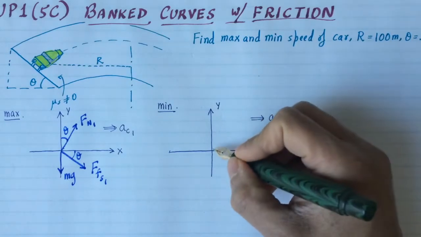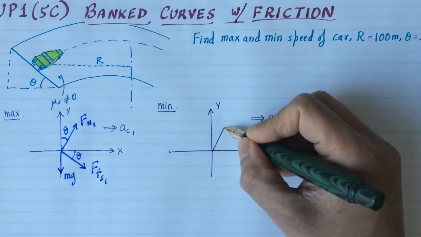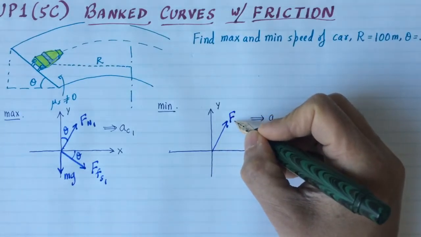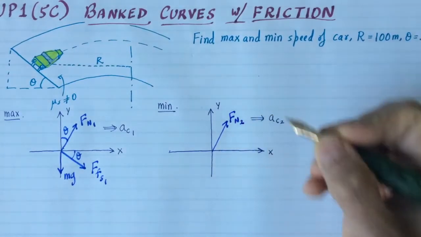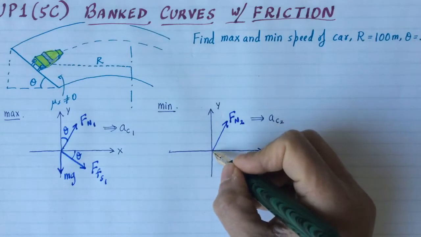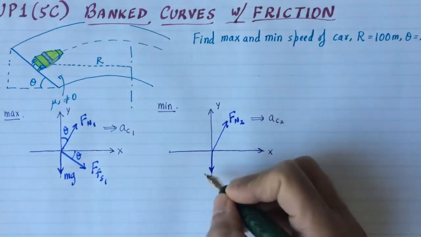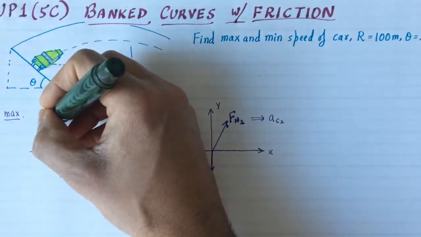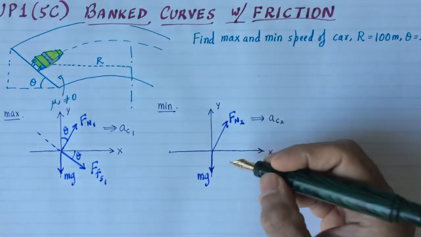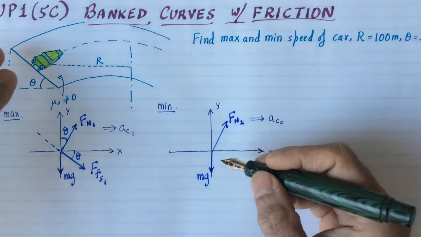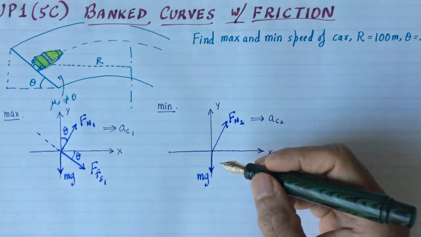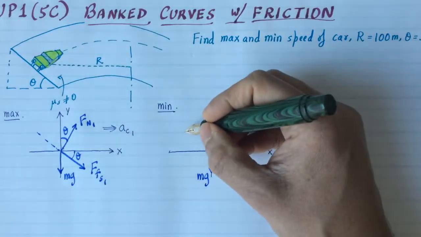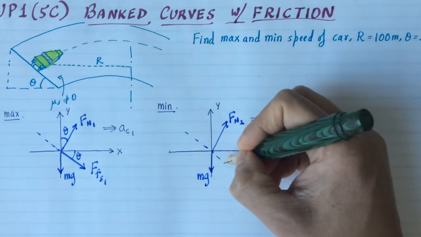Now in this free body diagram, the normal force direction is the same, its magnitude may be different, so I'll call this Fn2. Gravity is always going to be downward. The magnitude does not change. But now, because you're going at a slow speed, your car will tend to slide down. If it slides down, friction must act opposite the direction in which it would tend to slide.